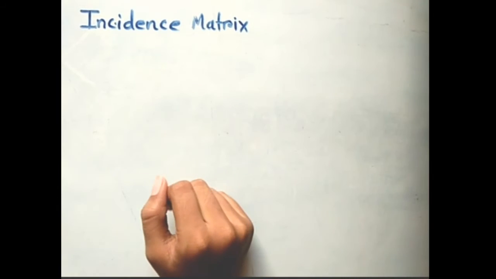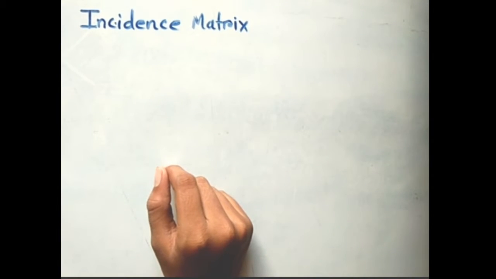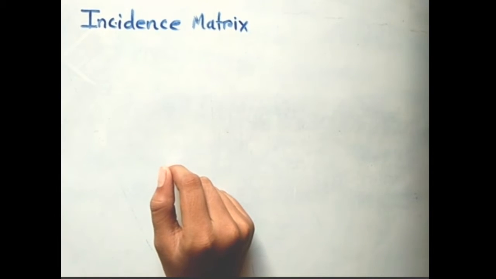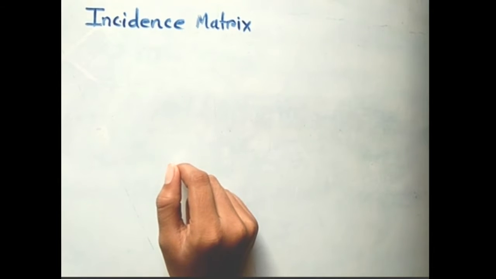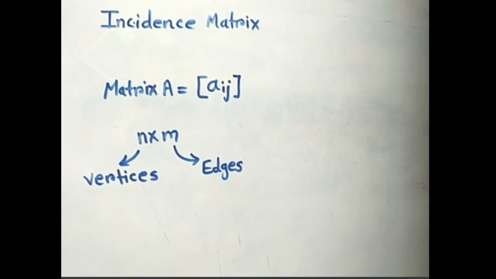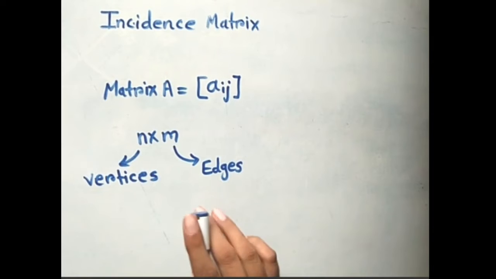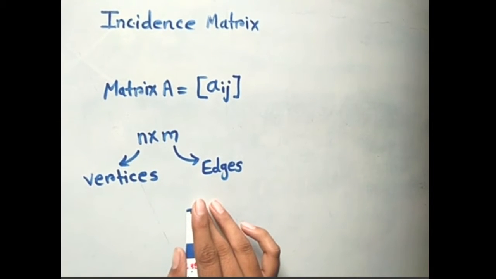In the previous session, we had seen what degree is, their types, and what isomorphic graphs are. Now, in today's session, we will start with what an incidence matrix is and what an adjacency matrix is. Now, we will study what an incidence matrix is.